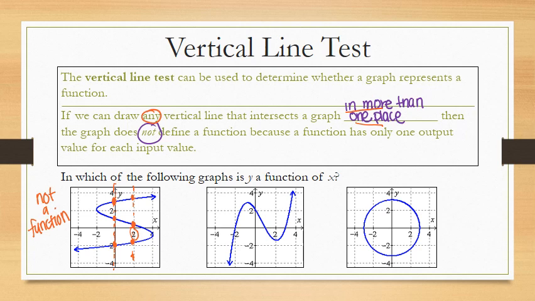If I look at the second one, this is a function, because if I draw a vertical line anywhere, I'm only going to intersect this graph in at most one place. And the third one is not a function. Here, if I draw a vertical line in lots of different places on this graph, it's going to intersect it in more than one place.